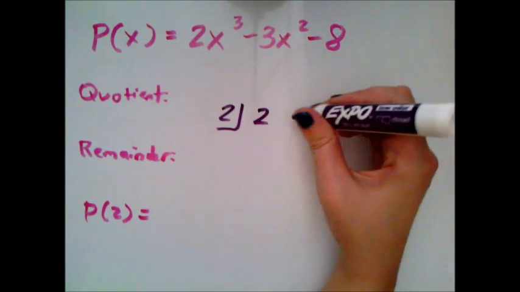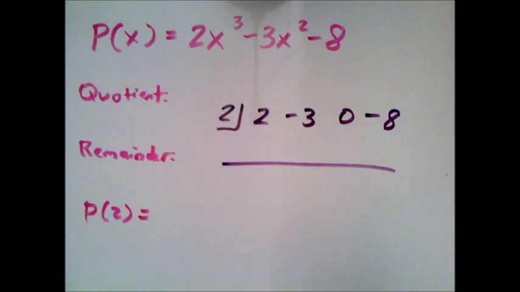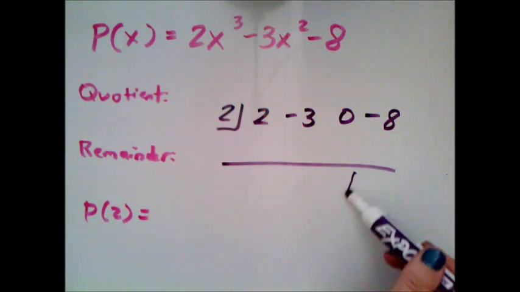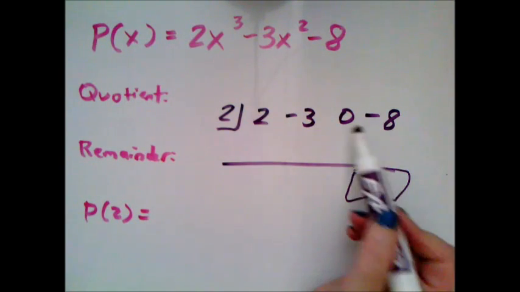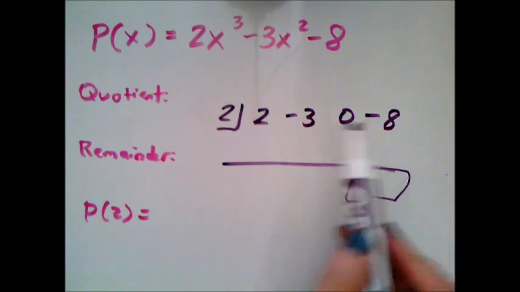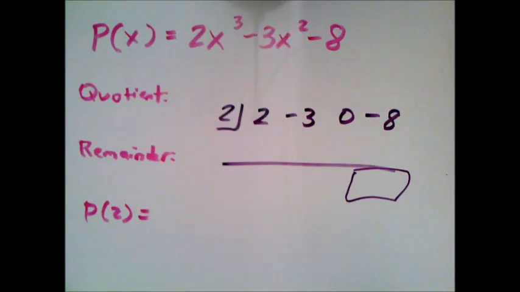So sometimes doing synthetic division can be quicker, and what it says is whatever we end up with as the remainder is the same as what we would have got if we just put 2 into the function. Alright, and then also don't forget, if you have any missing terms, you have to put a 0. So this is 2x to the third, negative 3x squared, no x's, and negative 8 is the constant.